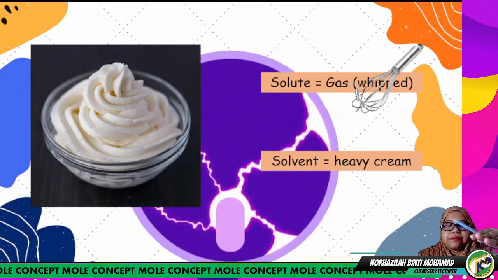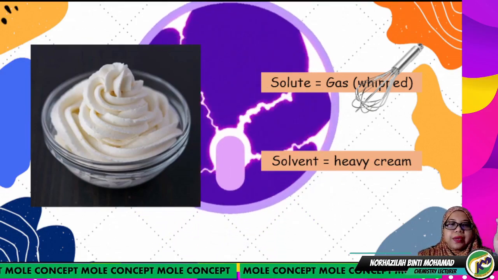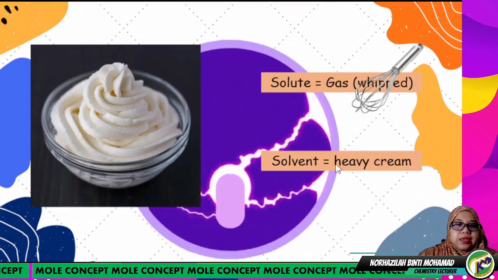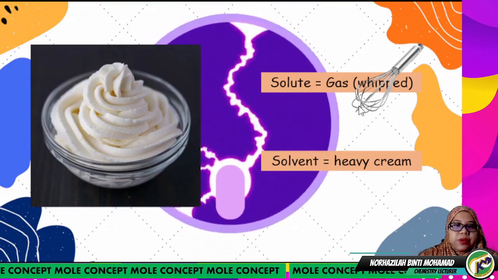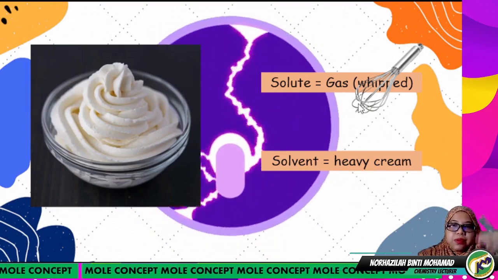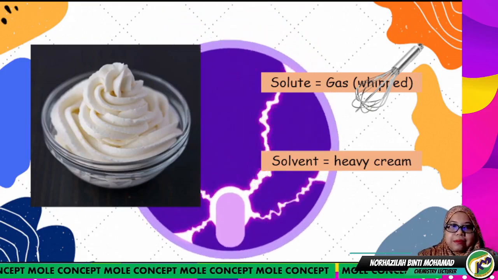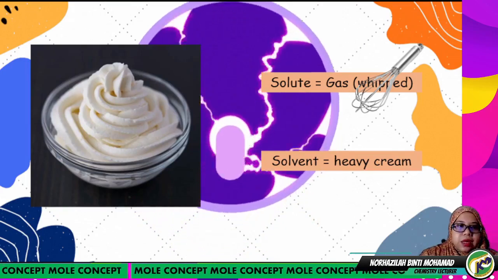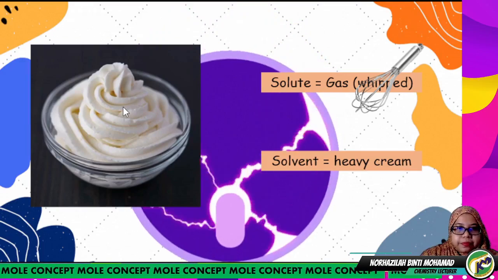So bila dia tapis susu tu, kita ambil bahagian yang banyak lemak. Bahagian tu kita akan jadikan heavy cream. So this heavy cream will be whipped by this whisk. And then masa kita whip tu, in the whipping process, gas dia akan masuklah in between molecule of heavy cream tadi. So we will get the whipped cream.